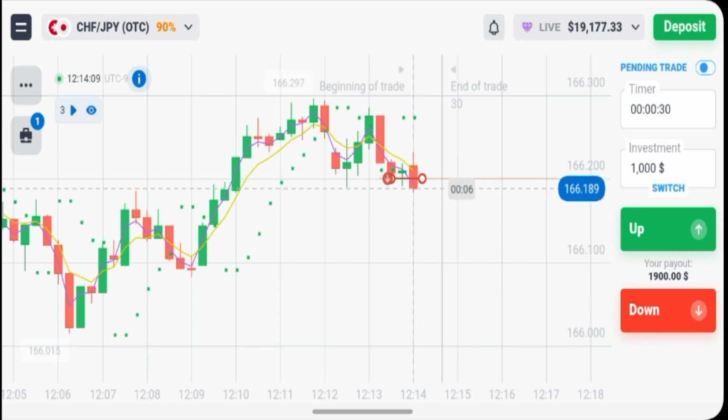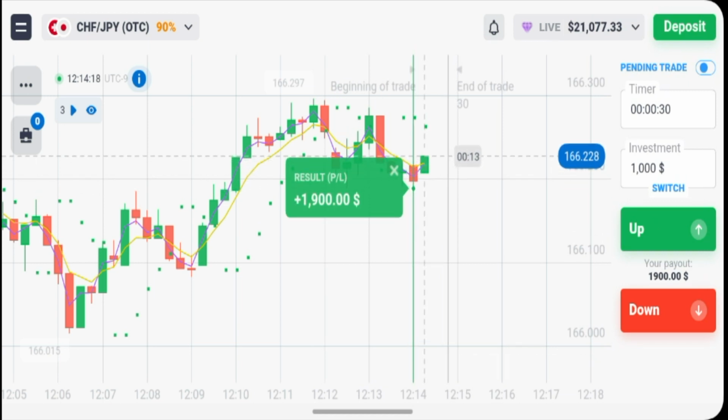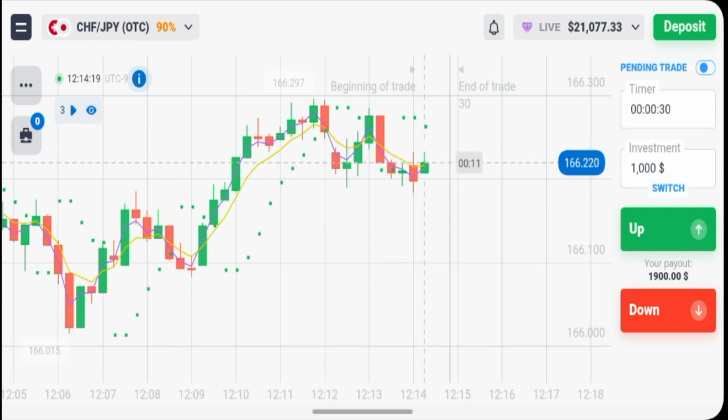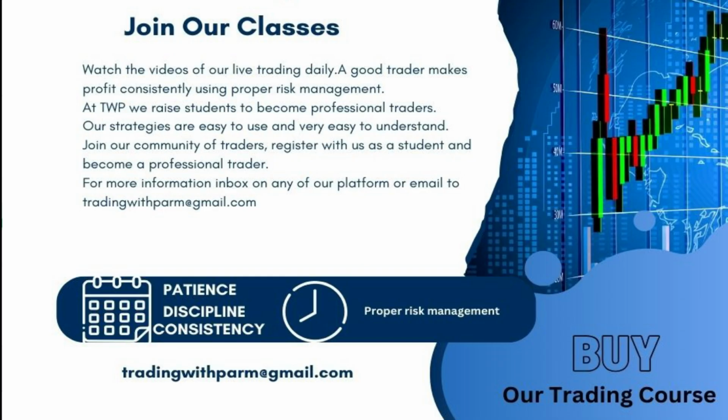And remember, we say that when you're using this strategy, just make sure that there is not much noise in the market. All right, so we made another 900 bucks, and that's how you can wait if you see a situation like that. So that's what's up, guys. Now we're on 21K. All right, let's keep moving.